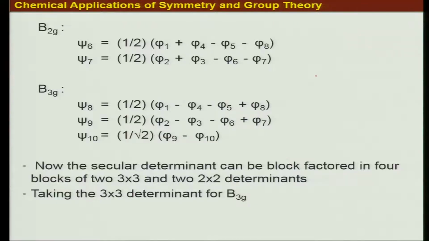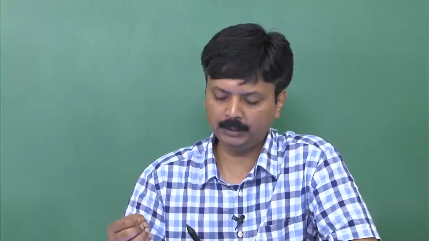The SALCs that we got, we are writing in terms of psi. So psi 1 to psi 10 are our SALCs. Now we can get the secular determinant in terms of blocks, and we get 2 3x3 blocks and 2 2x2 blocks. So essentially we have 2 3x3 determinants and 2 2x2 determinants, and let's start one by one. B3G has a 3x3 determinant, and we take that and solve the equation.